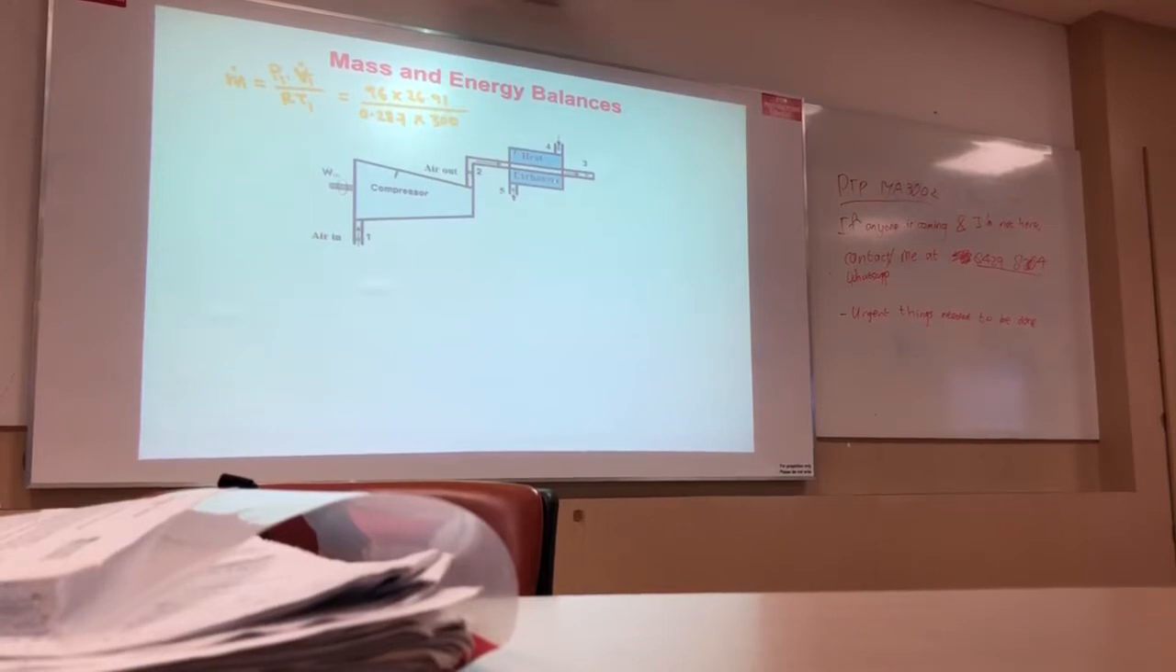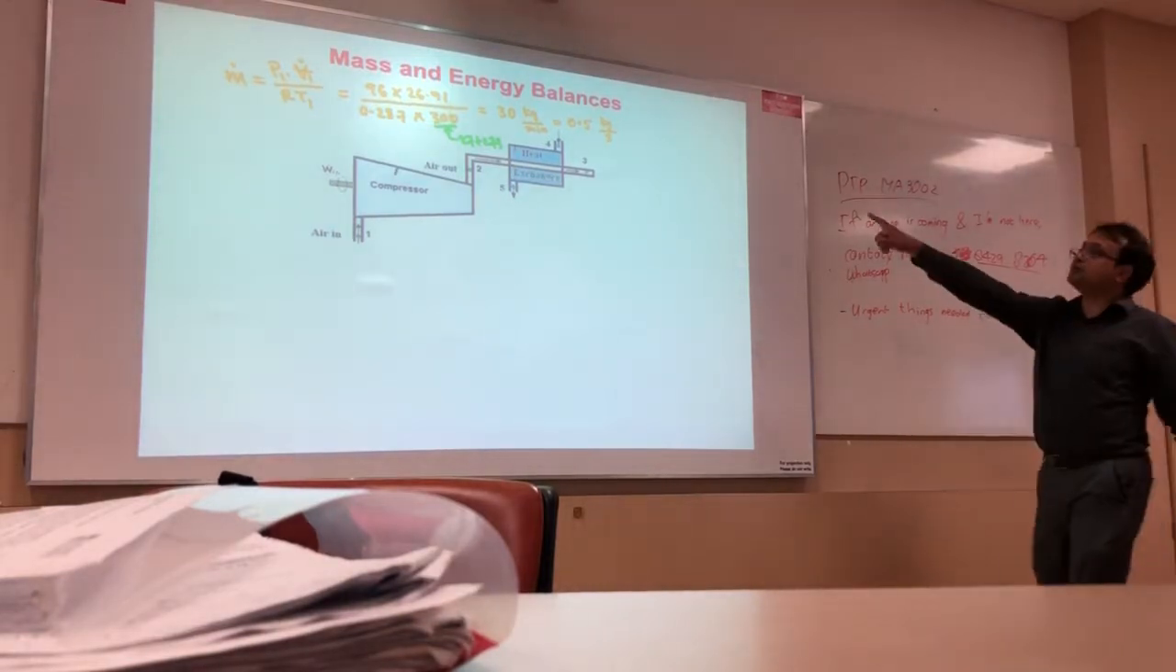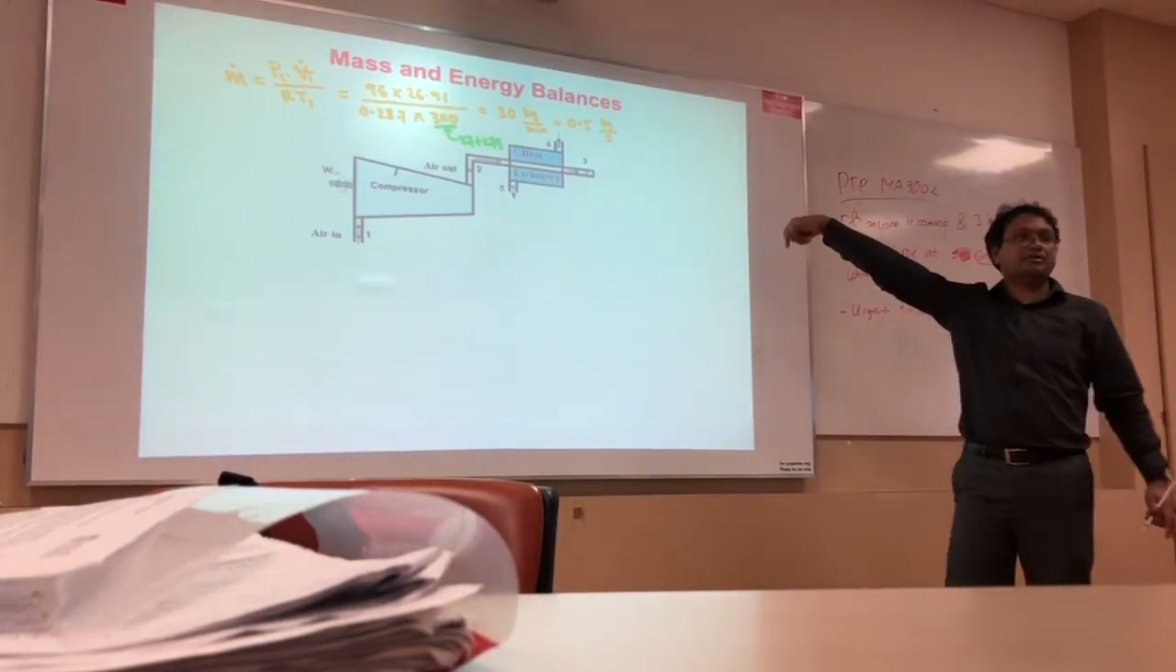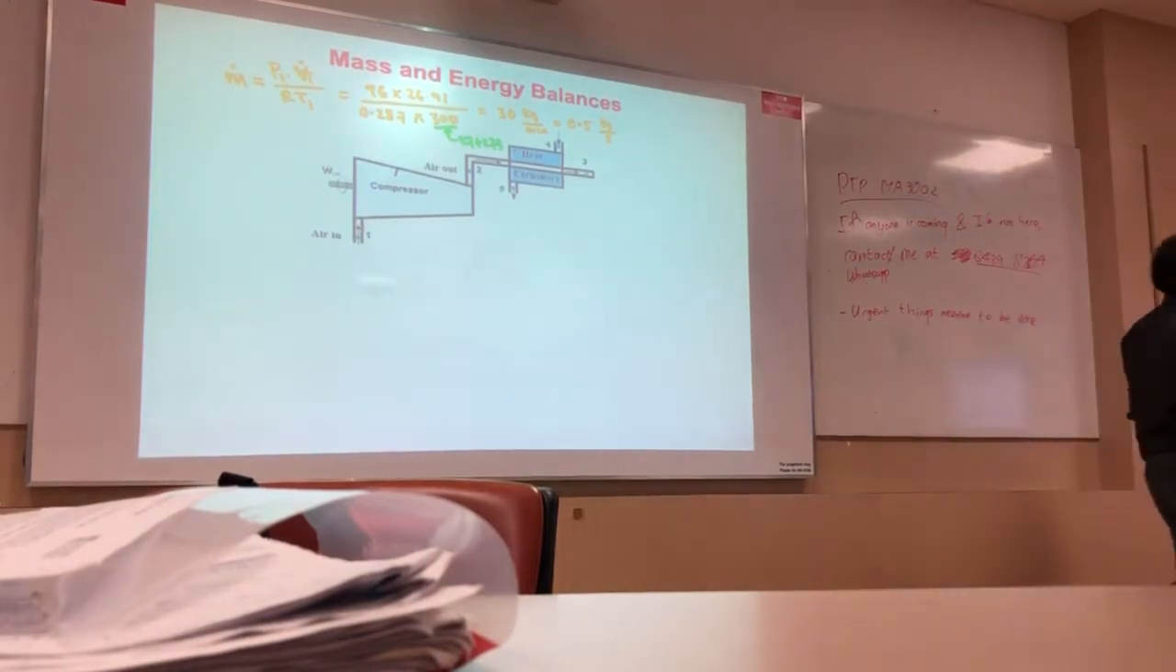I show you here again. This one becomes 27 plus 273. And the answer I get here is 30 kilogram per minute, or 0.5 kilogram per second. Am I right? 30 divided by 60 kilogram per second. Done. So what is the energy balance between 1 and 2?